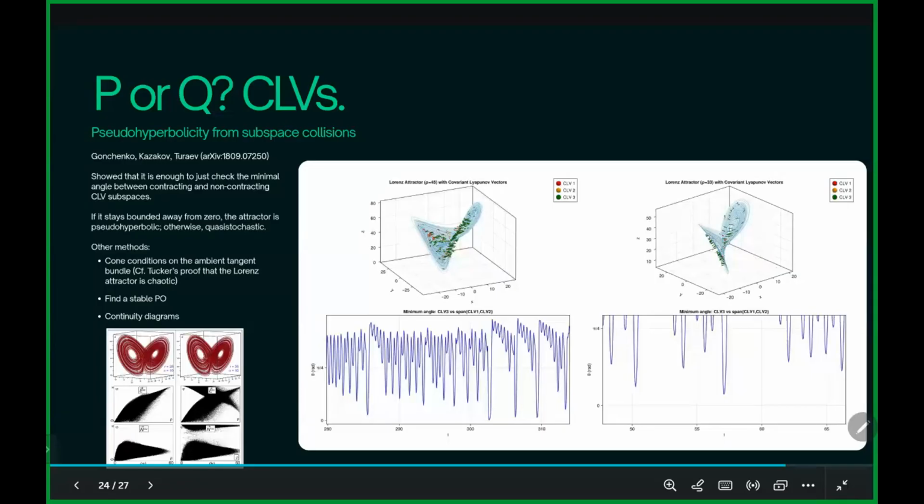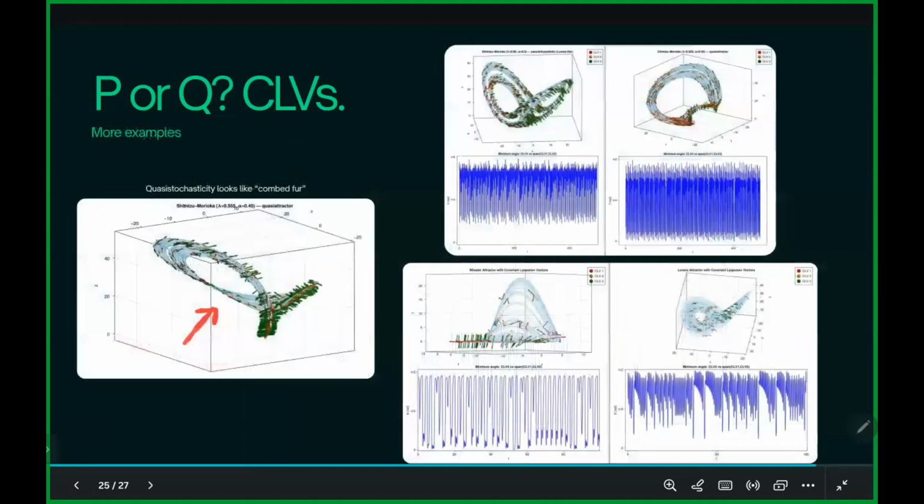So, for example, for Lorenz, you ask: does the contracting subspace and the non-contracting subspace ever collide with each other? If so, then you are quasi-stochastic, and you see that the minimum angle between those two subspaces hits 0 right here. So that is a quasi-stochastic system. But here, that never happens, so you have separation between the two subspaces, and you are pseudo-hyperbolic. So if you perturb the one on the right, you shouldn't lose stability, and you shouldn't lose chaos. But if you perturb the one on the left, you'll lose chaos if you change your parameters a little. Here are some more examples: Rossler, Lorenz, Shimizu-Morioka, another Shimizu-Morioka here. You can see where the vectors lay down flat, so they collide subspaces.